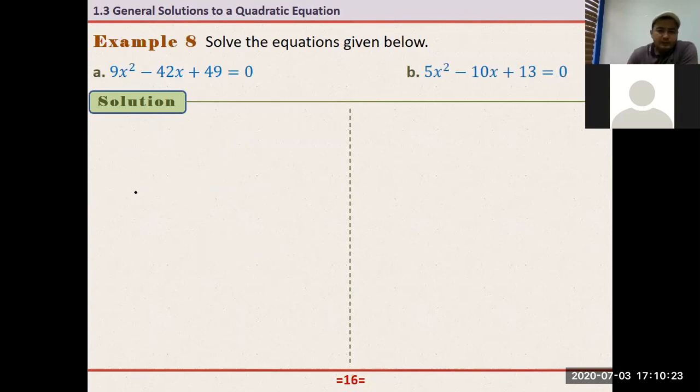Another one, question A: 9x squared minus 42x plus 49. First, make sure that it is in standard form. On the right-hand side, we have 0. No problem, so immediately we can use the formula.